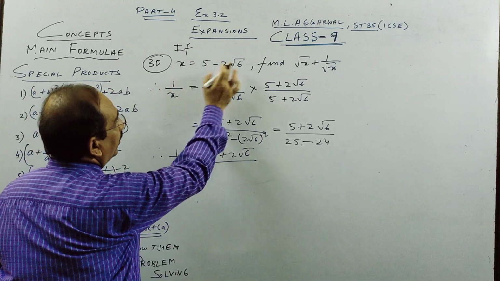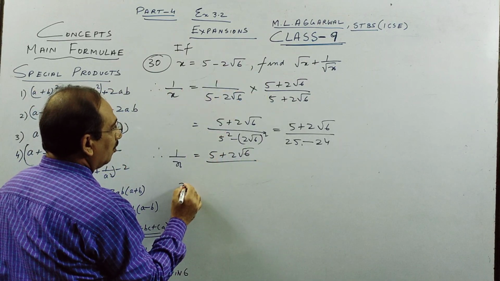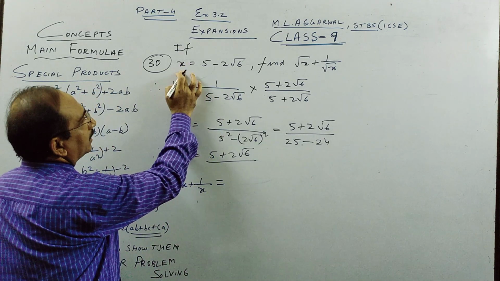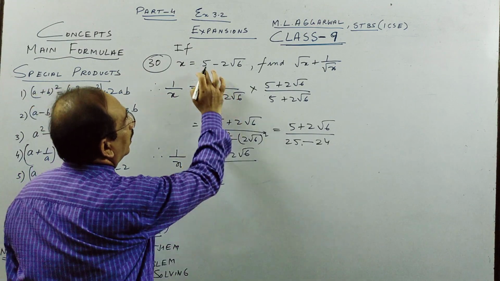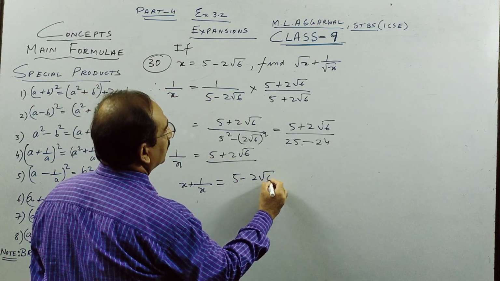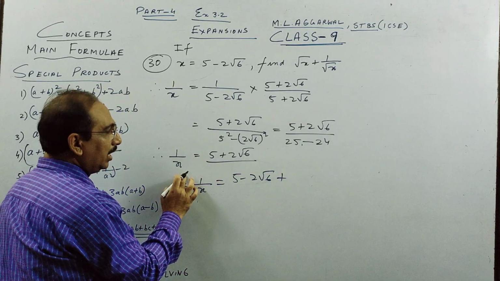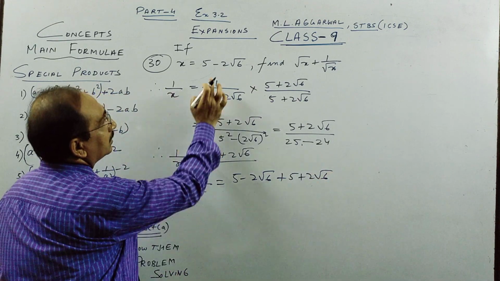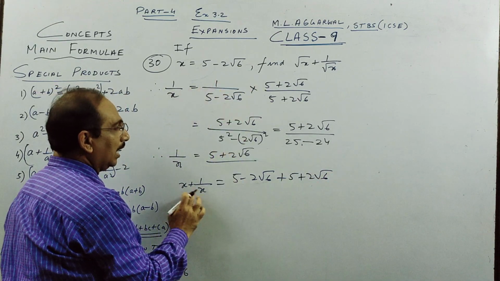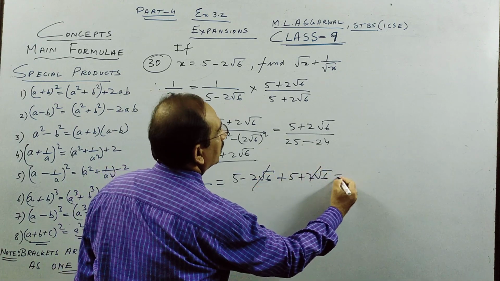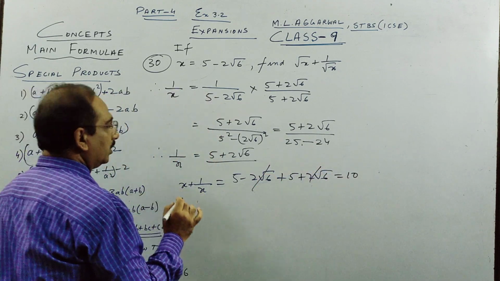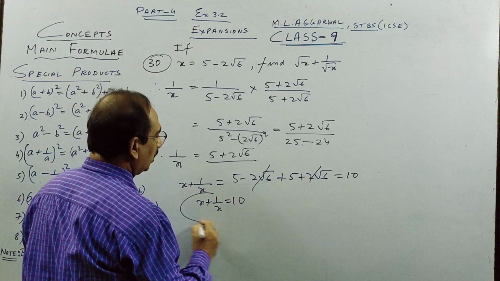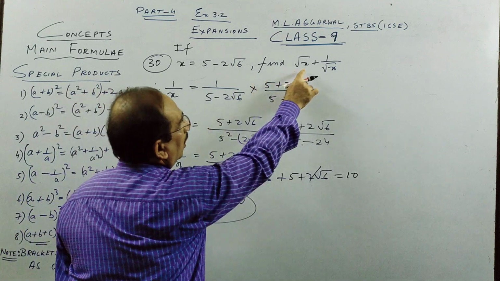is 1. Now what we do, we find x plus 1 by x. So x is 5 minus 2 root 6 plus 1 by x is 5 plus 2 root 6. Once more, x is 5 minus 2 root 6 and this is plus 2 root 6. So this becomes 10. Now with this idea, we know x plus 1 by x is 10. So let us keep this aside. Now we have to find this.